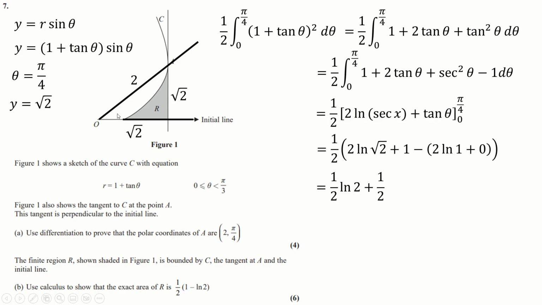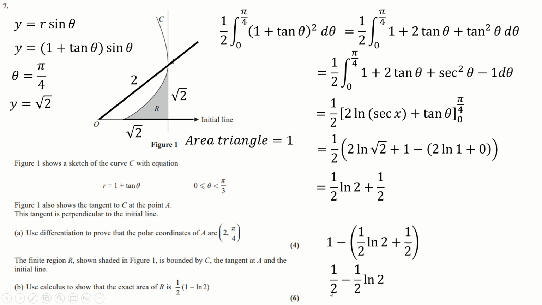And then we can do the area of this triangle as a half times root 2 times root 2. But that's just 1, I think. So now we can just do 1 minus this thing here. And 1 minus half is a half. And then we can factorize out the half, and I think we end up with the answer that they wanted us to get.